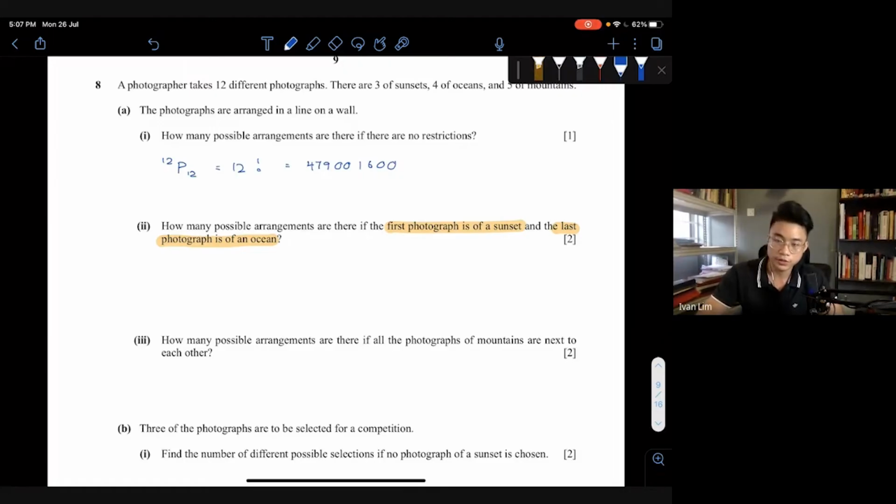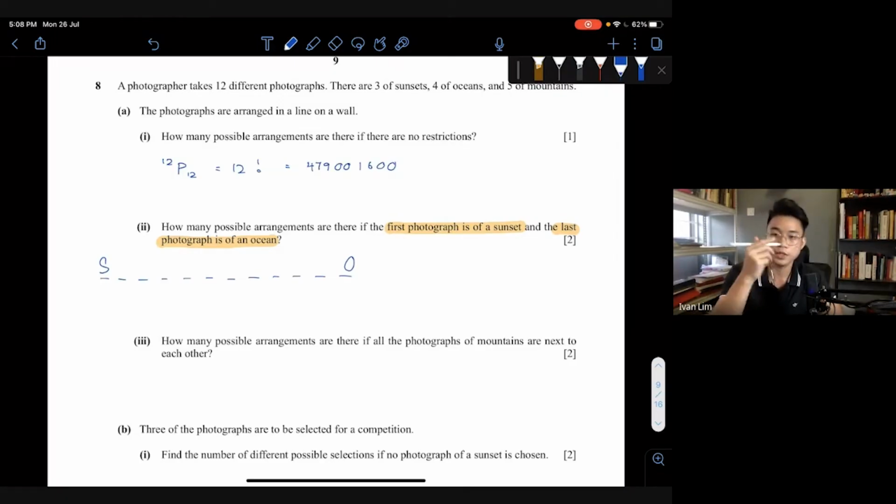Okay, so I like to draw it out. 1, 2, 3, 4, 5, 6, 7, 8, 9, 10, 11, 12. What's the condition? First one needs to be S, sunset. Last one, O. Then S is chosen from how many? 3P1, correct? Okay, 3P1. O, your ocean, 4, right? Because you've got 4 oceans. Yes.